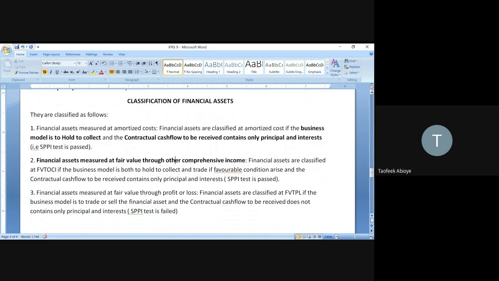Then the third one, fair value through P&L. That means when my business model is to sell or trade the financial assets, and the contractual cash flow does not involve principal and interest only, then I will classify as fair value through P&L. So that is the basis of my classification. The three of them, that is it. Do I have any question?